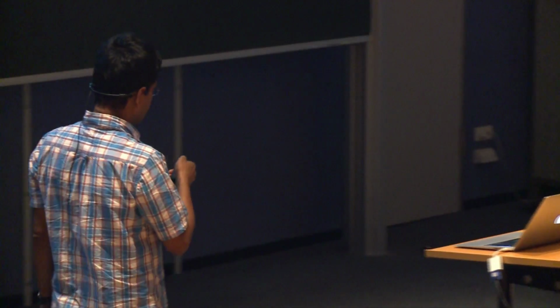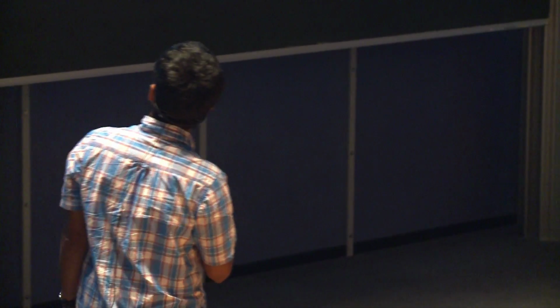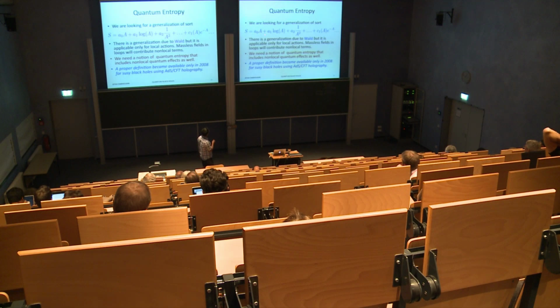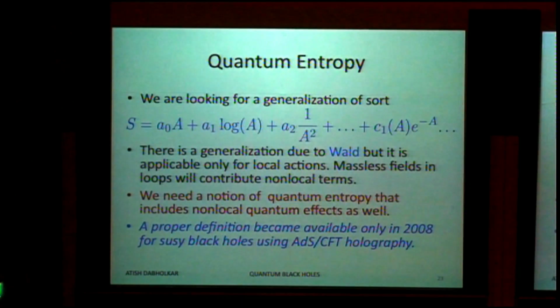So as we said, this is the famous area formula where A naught is 1 upon 4, say for a large black hole. But we expect that the entropy of a black hole actually will have an expansion of this form, that the leading formula will be area upon 4, but there will be corrections like log of the area or 1 upon area squared, or even exponentially small corrections like e to the minus a. So there will be perturbative corrections and non-perturbative corrections, and perturbative means perturbative in 1 upon a.